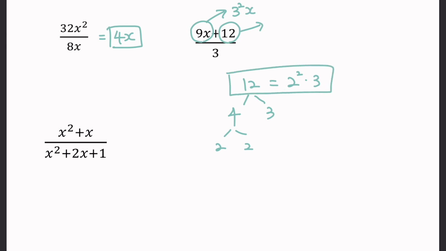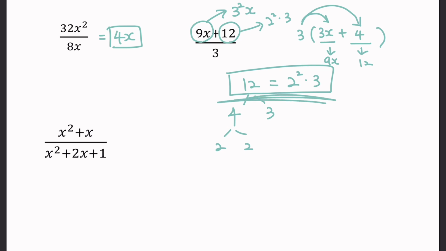So let's write it right here. 2 squared times 3. So what's the common factor between these two numbers? There's a common 3 there, right? So we can factor out 3 and rewrite this expression. We can just pull out 3 and write two numbers that when multiplied give me 9x, and when multiplied give me 12. Those two numbers will be 3x and positive 4. So that's how I factored out 3 from 9x plus 12.